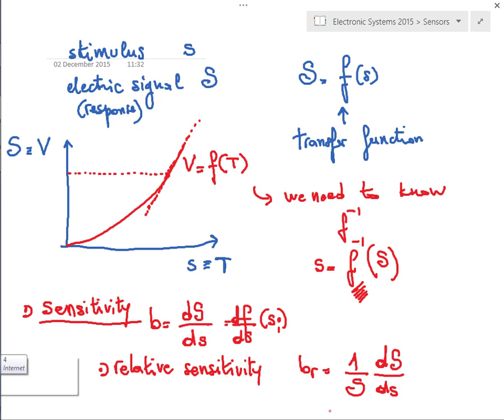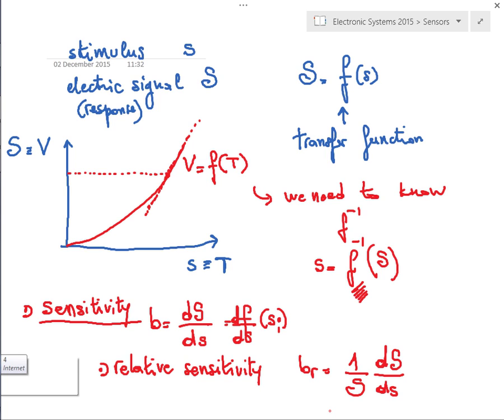Okay, just a few words that I think we need to stress here. Of course, there are many types of transfer function. A typical ideal situation, I would say, is the situation in which the transfer function is a line. So we have a linear dependence between the stimulus and the signal. Also because in that case it is very easy to compute the stimulus once we know the electric signal, because the inverse is, of course, again, a linear function. But it's not the typical case.